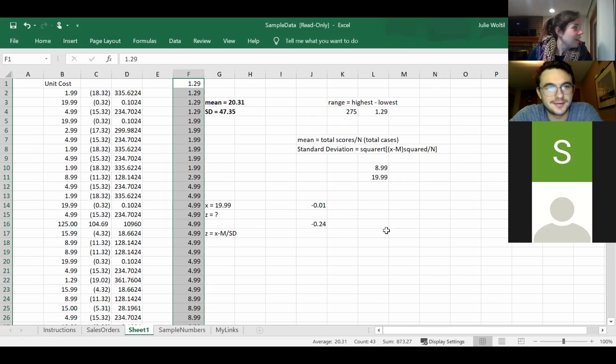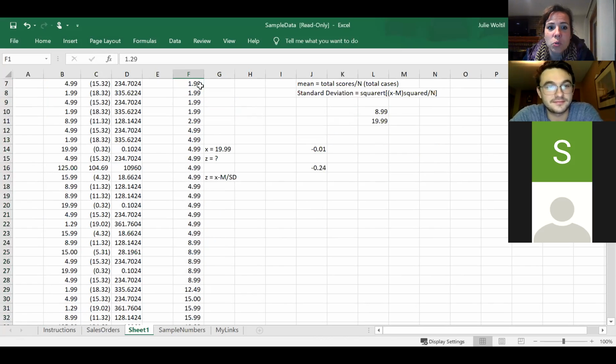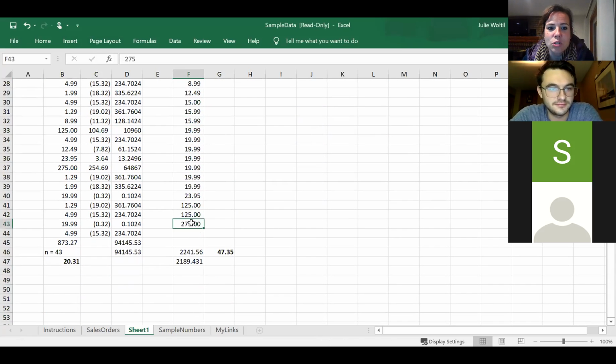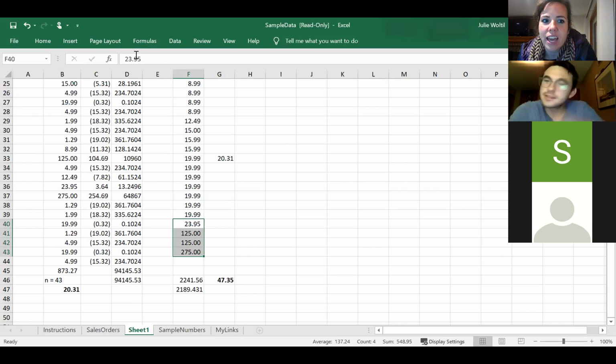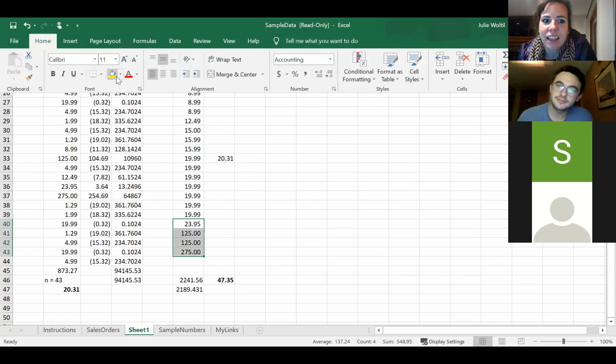It's downpouring here now again. So you can see the lowest is 1.29, highest is 275. But really, our mean was what? 20.31, right? How many of our values are above the mean? 4. Okay. So is that a positive skew?